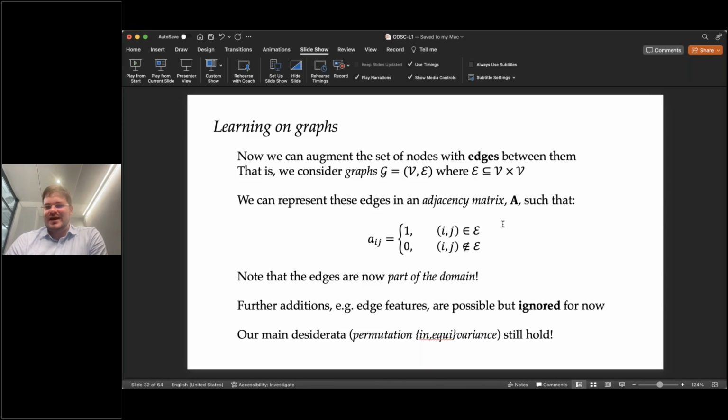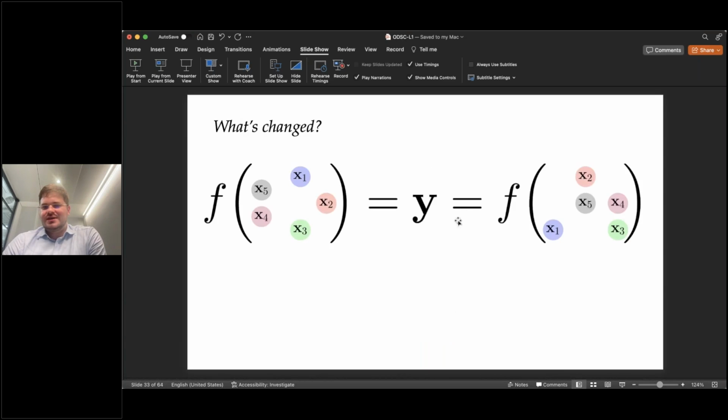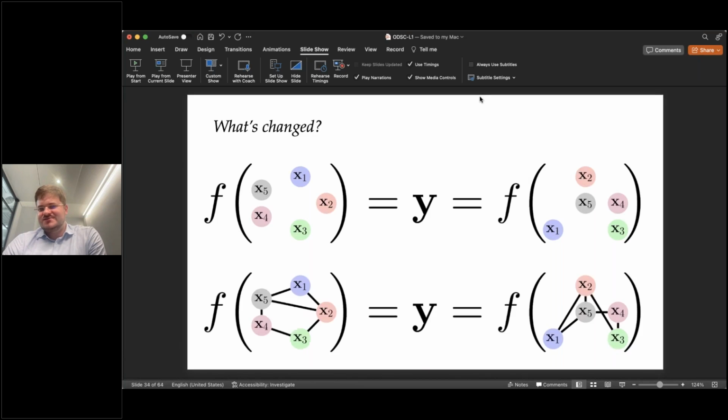So now imagine that you have your set of nodes, but also a set of edges between them. And as we said, we will represent these with an adjacency matrix. You could add more stuff to the edges like edge features, but I'm deliberately ignoring them for now to keep the math simple. So what's changed really? The desiderata, permutation, invariance, and equivariance are still very much there. So really, if you remember this picture I showed you before for sets, for graphs, it's really exactly the same picture. The main difference is that now I also have some edges between my nodes.